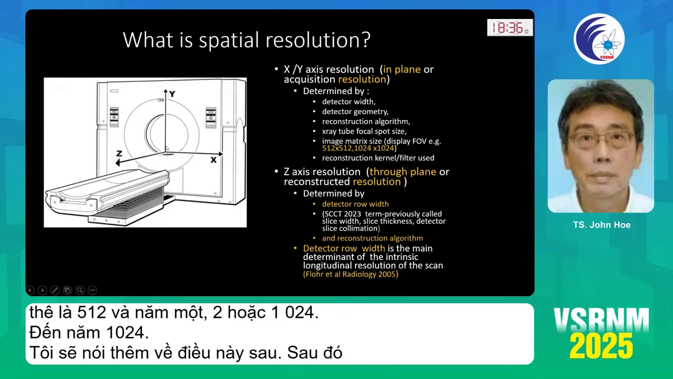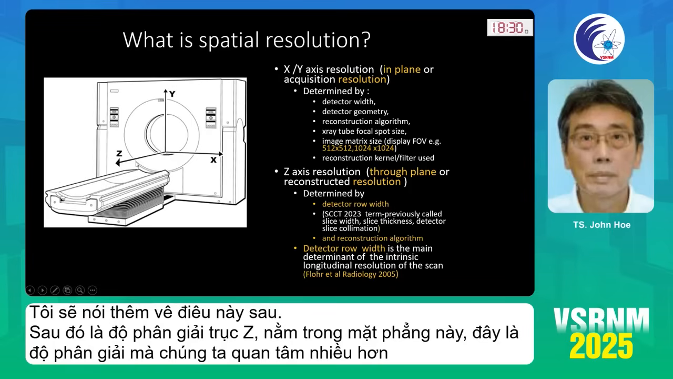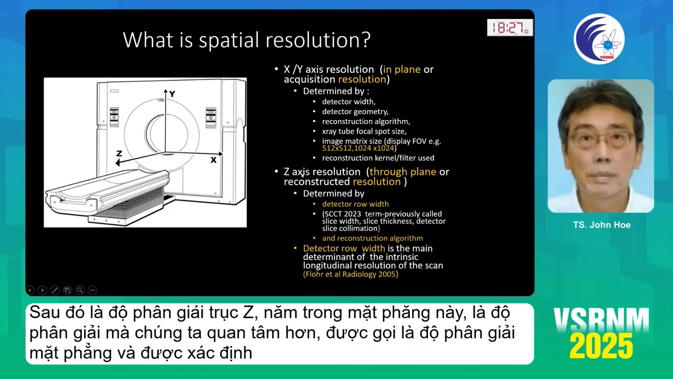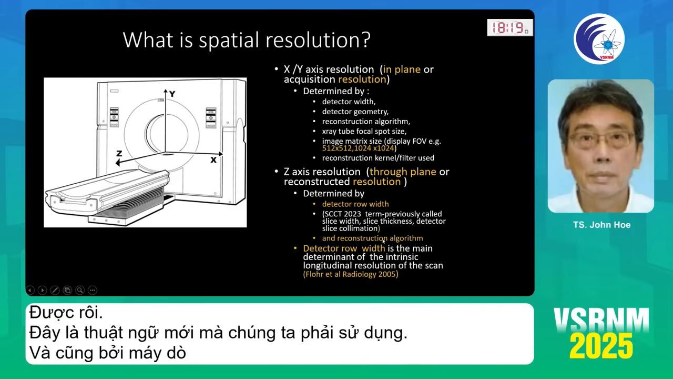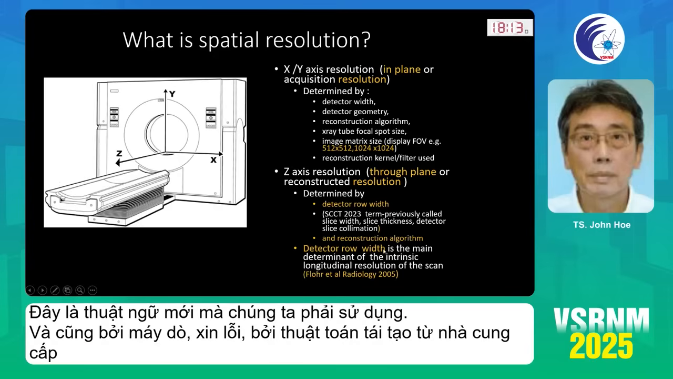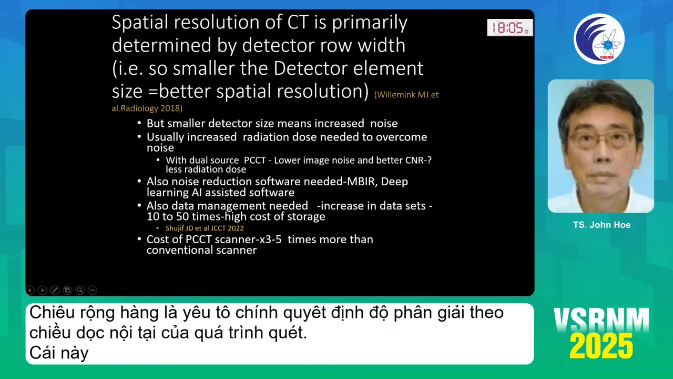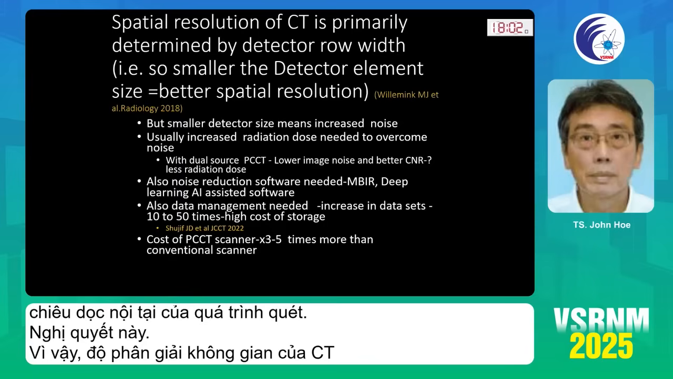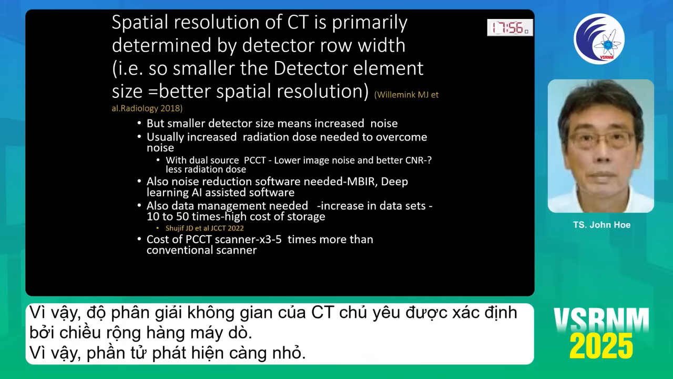Then there's Z-axis resolution, which is the one that we are more interested in, which is called through-plane resolution and is determined by detector row width. This is the new term that we're supposed to use, and also by the reconstruction algorithm from the vendor. Detector row width is the main determinant of the intrinsic longitudinal resolution of the scan. So spatial resolution of CT is mainly determined by detector row width. So the smaller the detector element, the better the spatial resolution.